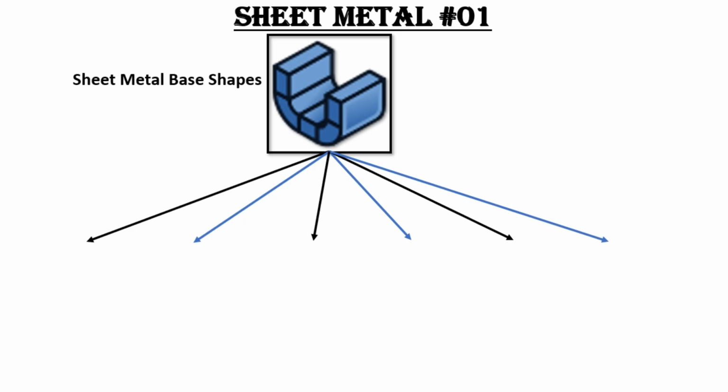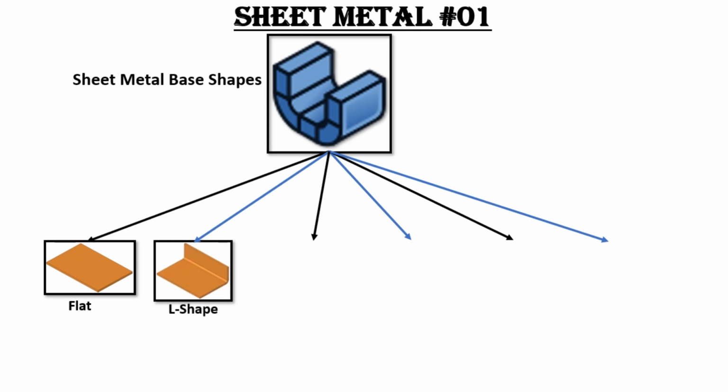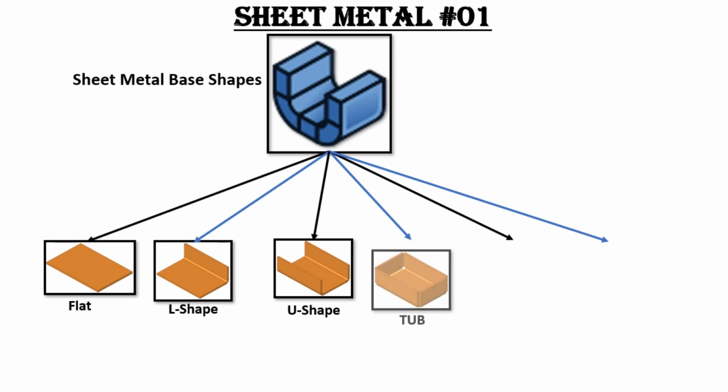Here you find the 6 available FreeCAD sheet metal base shapes. When you activate the sheet metal base shape tool, it opens the task panel with some parameters. In the task panel, you have a choice to select the base shape type and also to change the parameters of the selected shape.